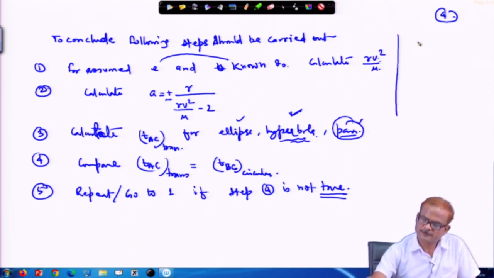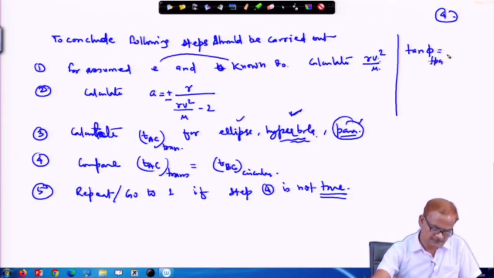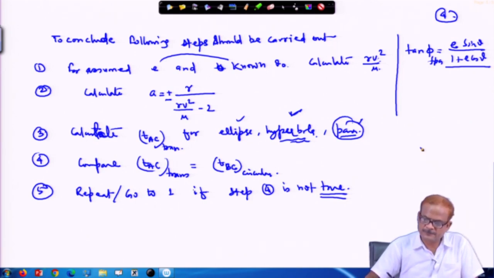And also we can note that tan phi, which is the flight path angle, okay, this equation we have written as e sin theta divided by 1 plus e cos theta, we have derived earlier. So, this also you will require for solving the problem.